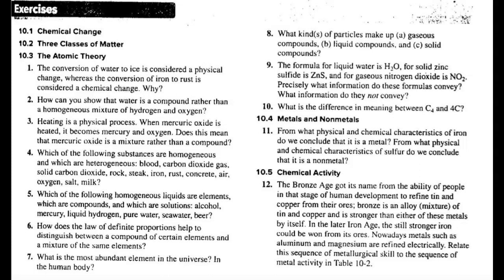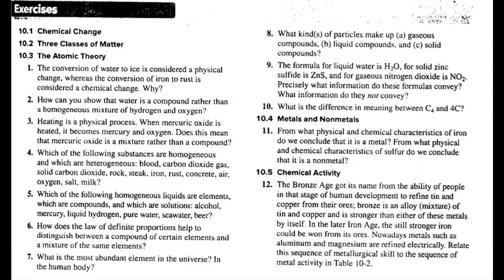Our nearest star, the sun, 93 million miles away, is largely hydrogen, and it's a regular process where hydrogen is converted into helium, and that causes the sun to liberate its energy. But hydrogen then is the most abundant element in the universe. It is the smallest and the simplest element, but it's the most abundant. In the human body, it is oxygen. Oxygen is by far the most abundant element in the human body.